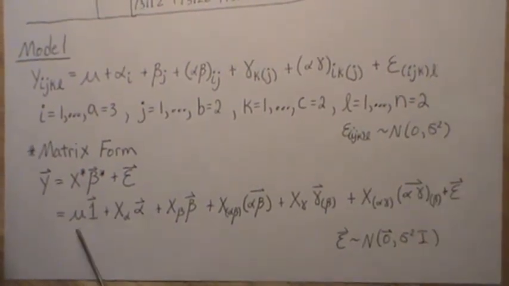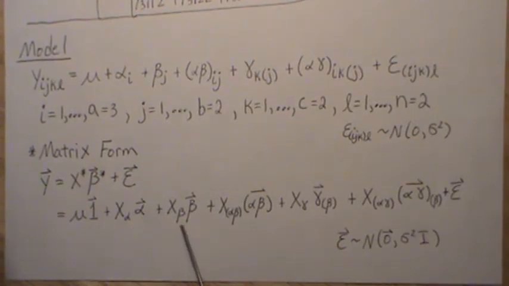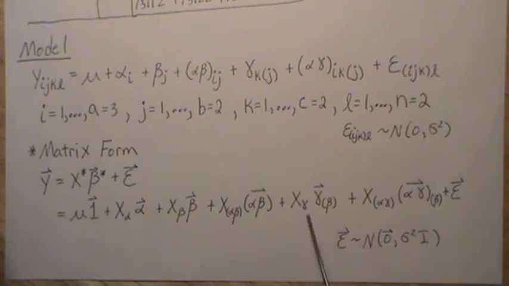So we have the grand mean, factor A, factor B, the interaction between A and B, the factor C, but it's nested within factor B, and we have the interaction between A and C, but as a reminder, this is nested within factor B. And then we have an error term, and the error term is multivariate normal, mean vector 0, covariance matrix sigma squared I.